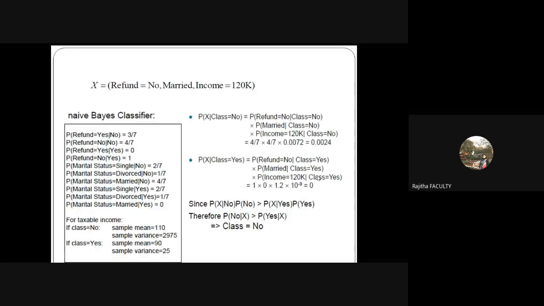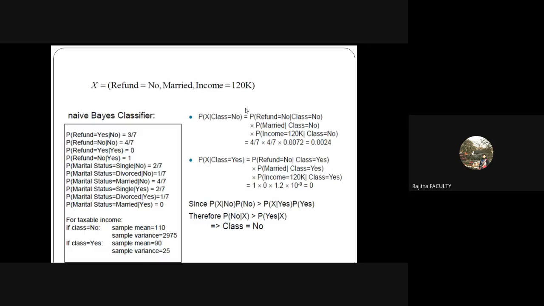So for this sample, for class no it is 0.0024, and for class yes it is 0. So finally I can take the decision that whichever is the maximum among these two, it belongs to no. That means this tuple belongs to the class no. It is classified to the class no. Okay, so this is how the technique works. I think you have understood now.